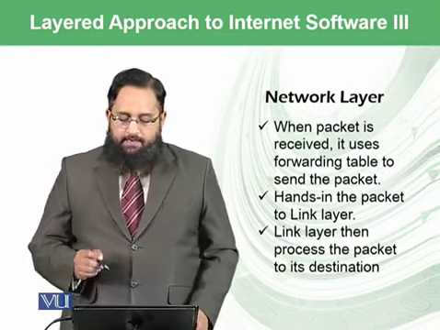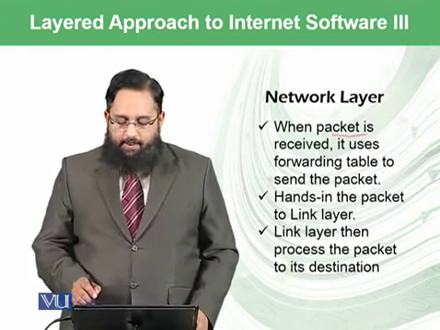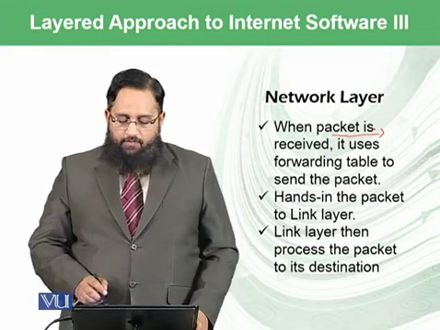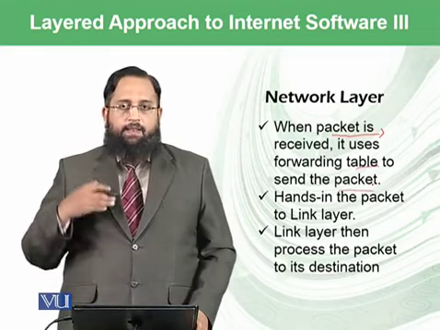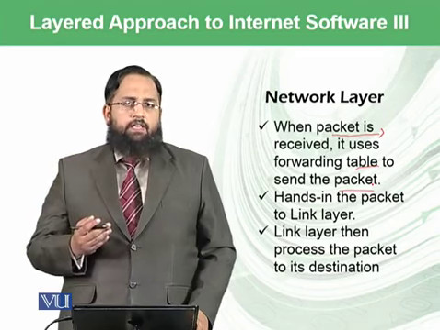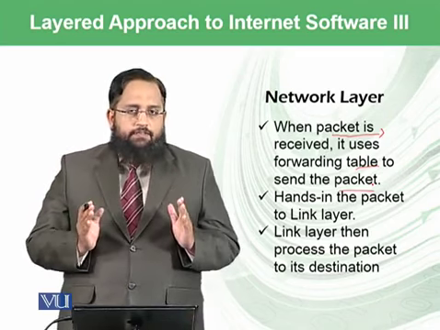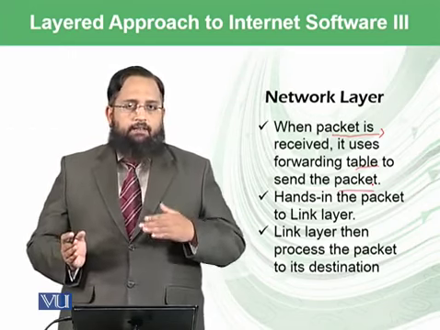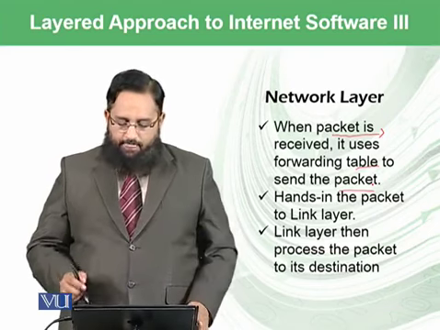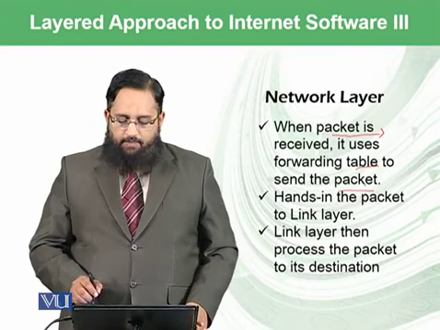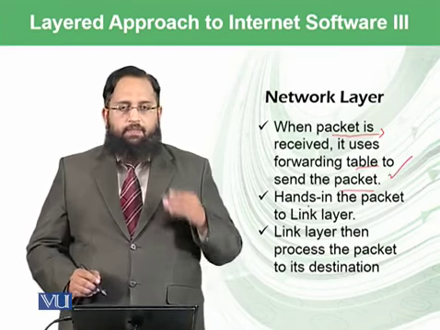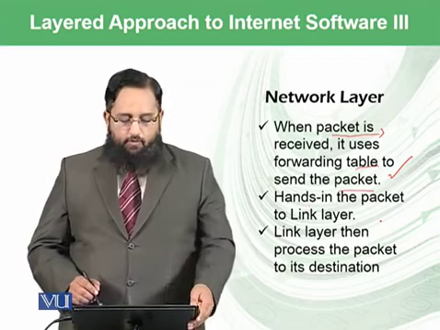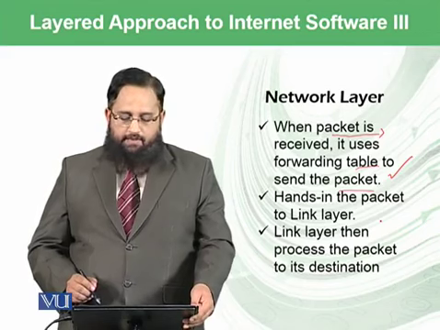So we were discussing that the network layer, when it receives the packets, so now we are on the other end where the data is being received. It uses a forwarding table to send the packet to the next router. It also checks whether the final destination has arrived or not. If it's already the final destination, then this layer will give the packet to the transport layer. Otherwise, after determining the next address, this layer hands over the packet to the link layer and asks the link layer to process the packet toward its destination by looking at the forwarding table.